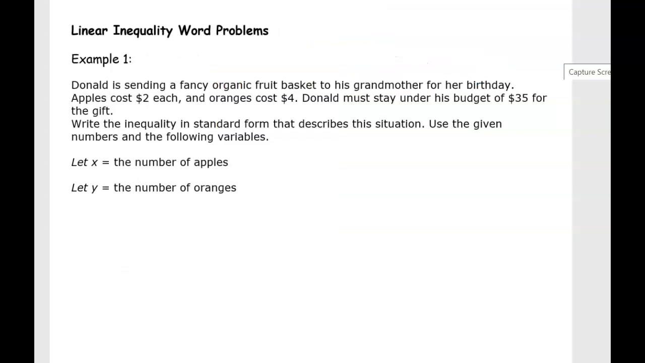Example 1. Donald is sending a fancy organic fruit basket to his grandmother for her birthday. Apples cost $2 each and oranges cost $4 each. Donald must stay under his budget of $35 for the gift. Okay, so it's going to be under his budget, but because it is his budget, we're going to say it's less than or equal to 35. Okay, we'll let him spend up to the $35.